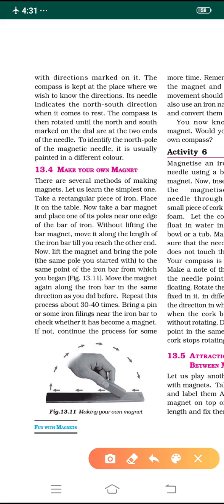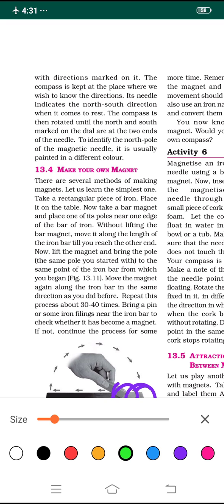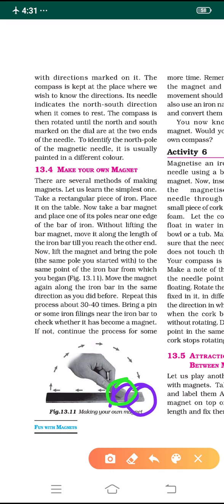So you have to take a bar magnet and place one of its poles, any one of its poles, on one edge of the bar of iron. See, this is one edge of the bar of iron. Near that, you have to place this edge of the bar magnet. Here you can see the edge of the bar magnet is put on one end of the iron piece.